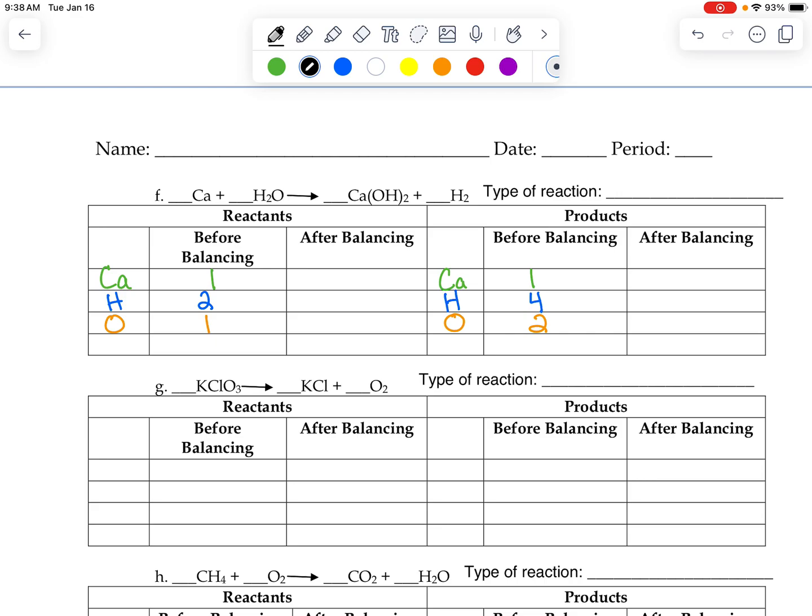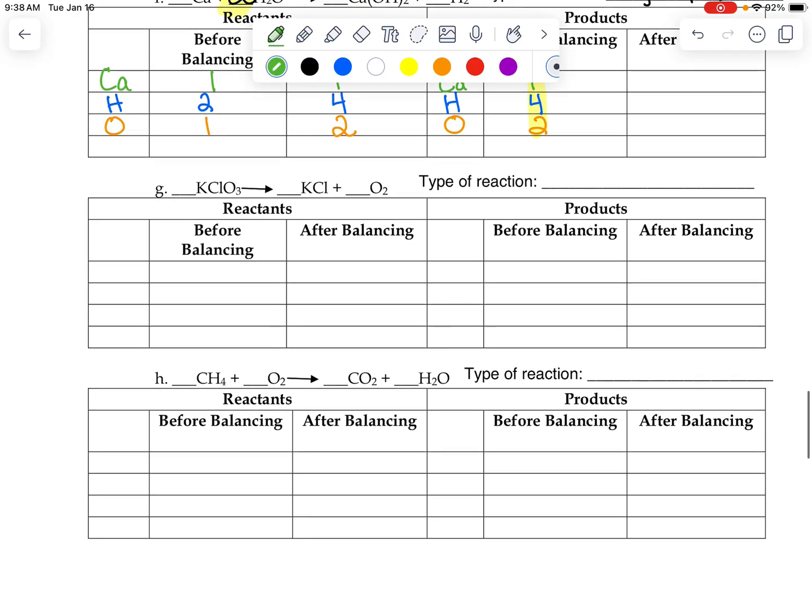So I'm going to fix my hydrogen first going in. If I put a 2 in front, that's going to give me 4 hydrogens going in, and that changes my oxygens to 2. So if I check now, I've got 1, 4, 2, and I have 1, 4, 2. So that means all I need to do is put that 2 in front there of the H2O. This is going to be a single replacement reaction.